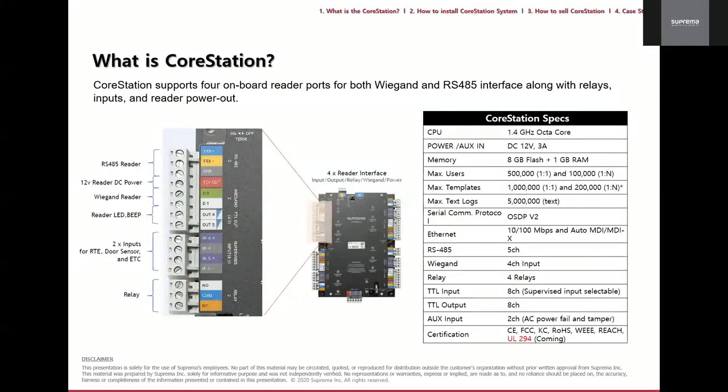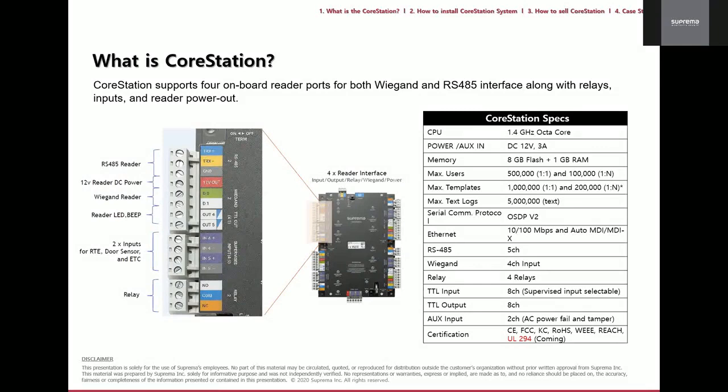Breaking down the CoreStation, if you look at the spec sheet on the right-hand side, it has a CPU speed of 1.4 gigahertz octa-core. The power of the CoreStation is 12 volts and 3 amps. The memory is 8 gig flash plus 1 gig RAM. And for the users, like I mentioned before, 500,000. So if you think of any system where you have to rely on certain devices because of different limitations on compatibility, with the CoreStation you now have a wide range of how many users you can store on this one central unit.